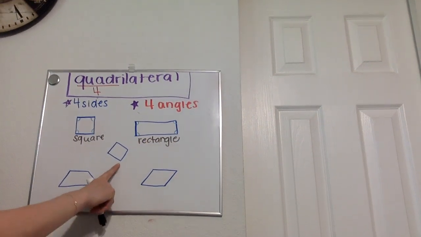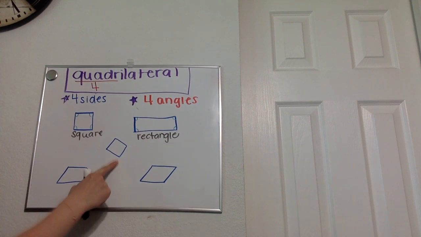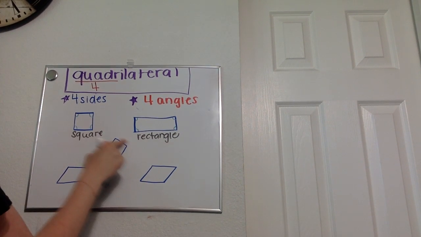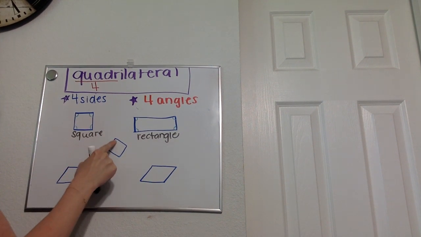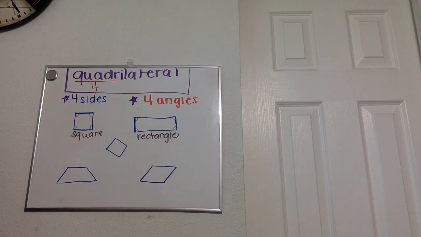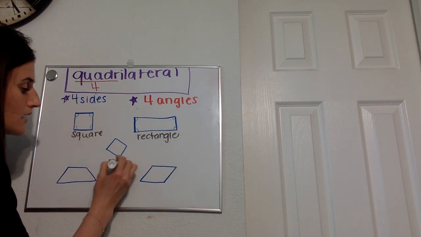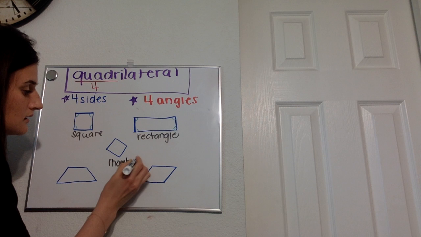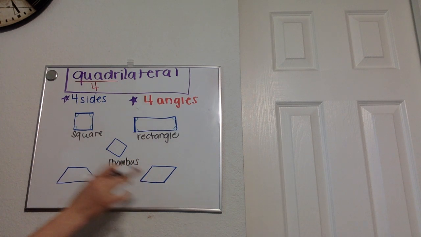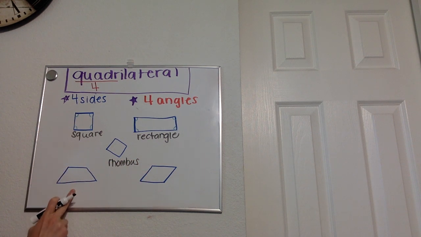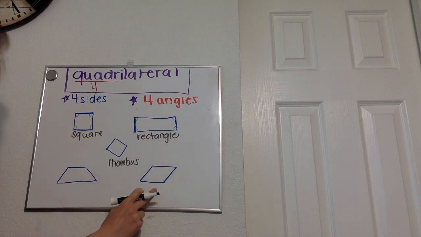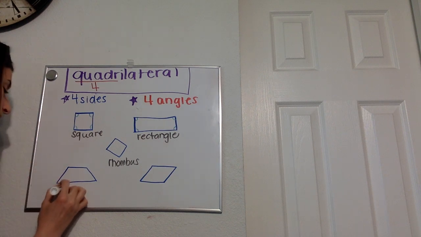For instance, this shape is a quadrilateral because there are 4 sides and 4 angles. Do you remember what this is called? You got it. It is called a rhombus. And then these two other shapes, I know we've talked about this shape quite a bit in our class. And this shape, I'm not quite sure if you all know them, so we will talk about them now. This is a trapezoid.